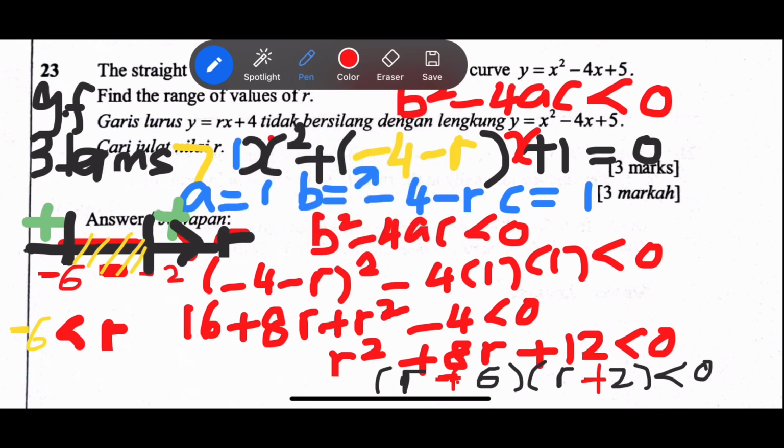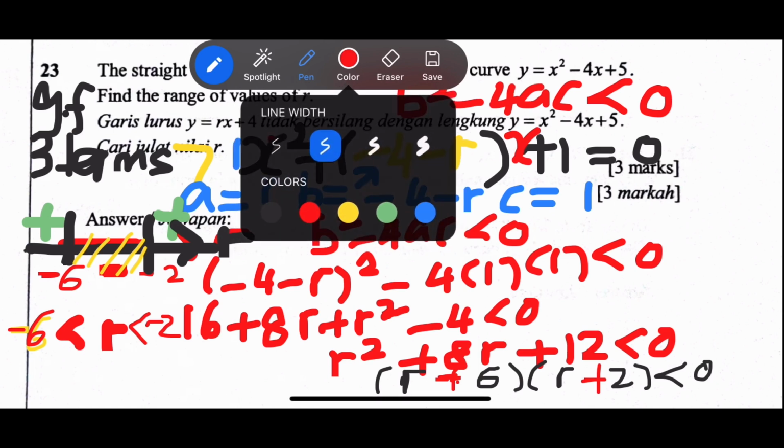Okay, R is more than negative 6, and less than 2. So the range means the values of R. It's the place that I shade in yellow color.